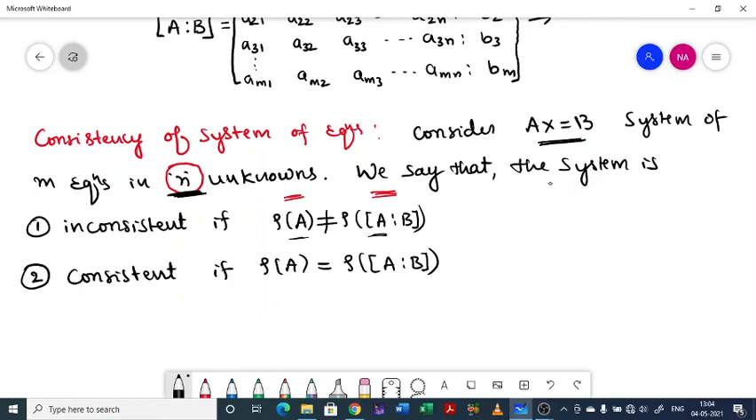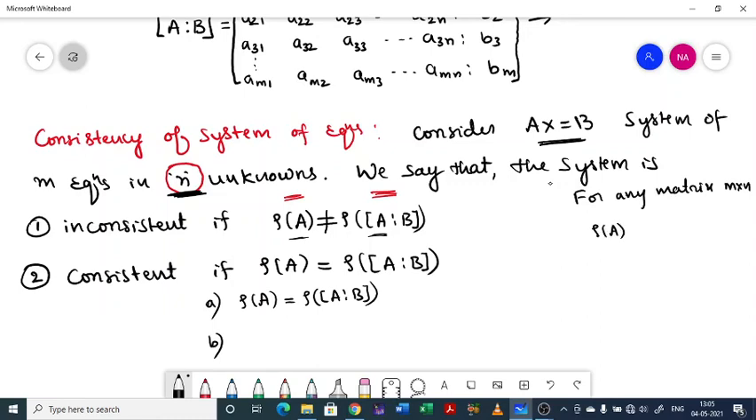So again we get two cases here, A and B. If rank of A equal to rank of A colon B. See, for any matrix A of order m cross n, rank of A is always less than or equal to the minimum of m and n.